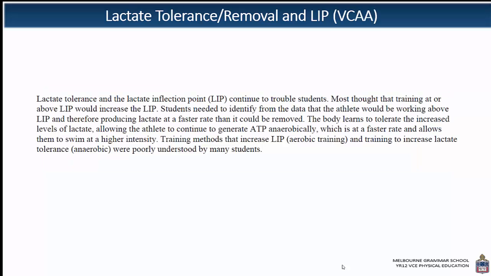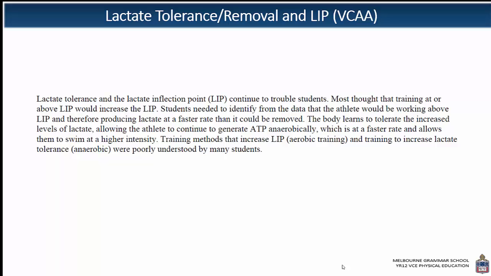The reason why we're looking at this is some of the comments from VCAA, and this one's from a couple of years ago. This particular comment is specific to a question, but I want you to just have a look at the first line and the last line. Lactate tolerance and the lactate inflection point continue to trouble students. Remember, if VCAA spot a little bit of a weakness, they'll continue to ask questions in this particular area. And just look at that last sentence, because we're going to focus on this as well.